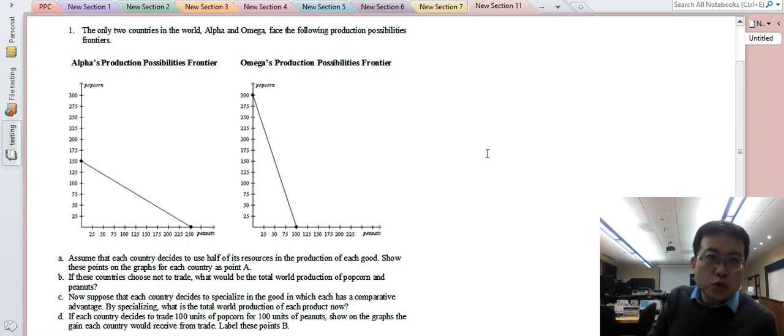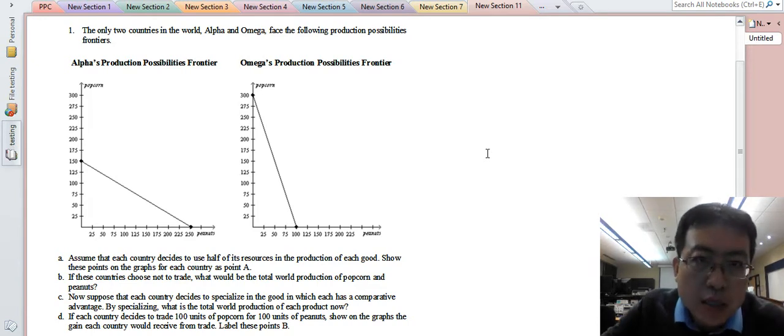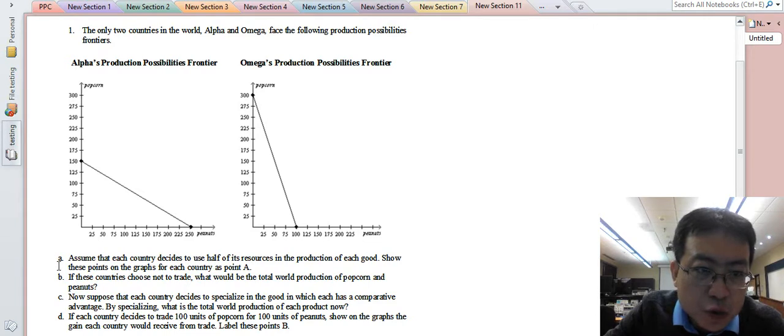So for number 1, assume there are only 2 countries in the world, alpha and omega, that face the following production possibility frontier. So alpha will have this frontier over here, and omega is the frontier over here. And then question A asks, assume that each country decides to use half of the resource in production of each good. Show these points on the graph for each country as point A. So they're going to put half of production for each good. That means once they produce something, it's also going to be half and half.